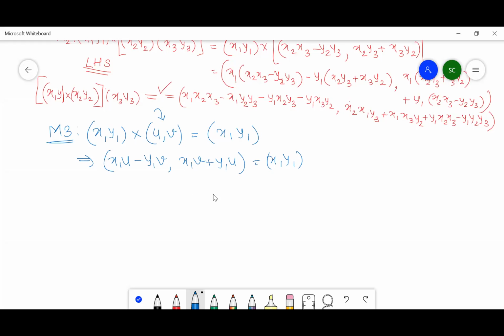So this is two equations, two unknowns. x1 is equal to x1 u minus y1 v, and y1 is equal to x1 v plus y1 u. Okay, solve simultaneously. You will get u is equal to 1 and v is equal to 0.